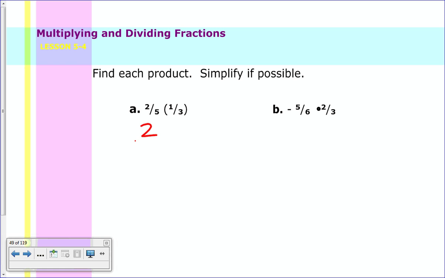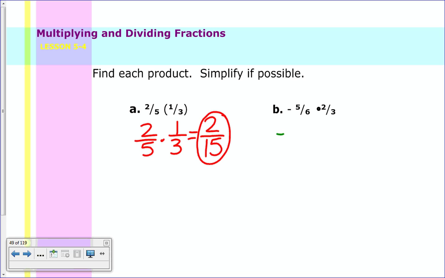Again, we have 2/5 times 1/3. Whenever you have a number and then the fraction on the outside, it still means to multiply. So you multiply them. 2 times 1 is 2. 5 times 3 is 15. 2/15. And let's see. Go ahead and do B now.